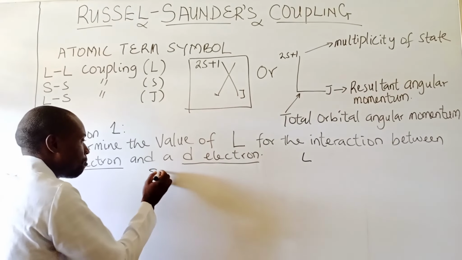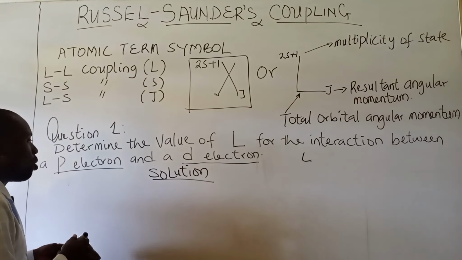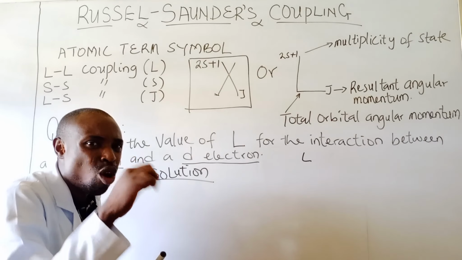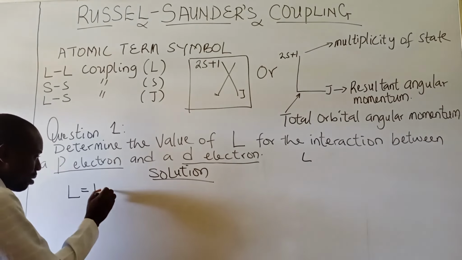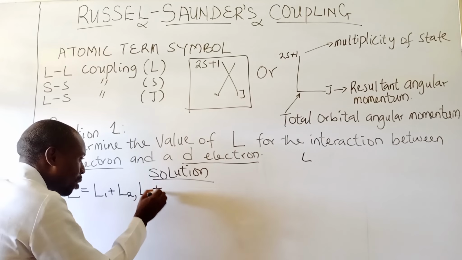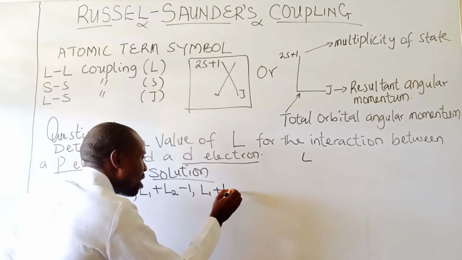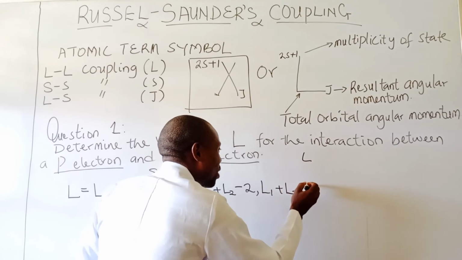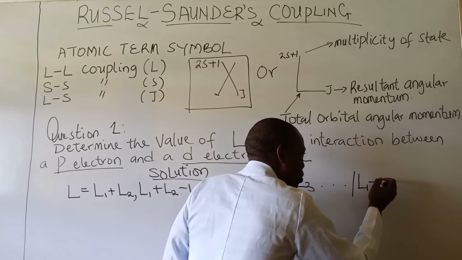So, solution. They said determine the value of L for the interaction between a p electron and a d electron. First of all, the formula should be dropped here on the board. The formula for the L-L coupling interaction is simple: L is equal to L1 plus L2, comma, L1 plus L2 minus 1, then L1 plus L2 minus 2, then L1 plus L2 minus 3, and so on and so forth. Lastly, it is the modulus of L1 minus L2.